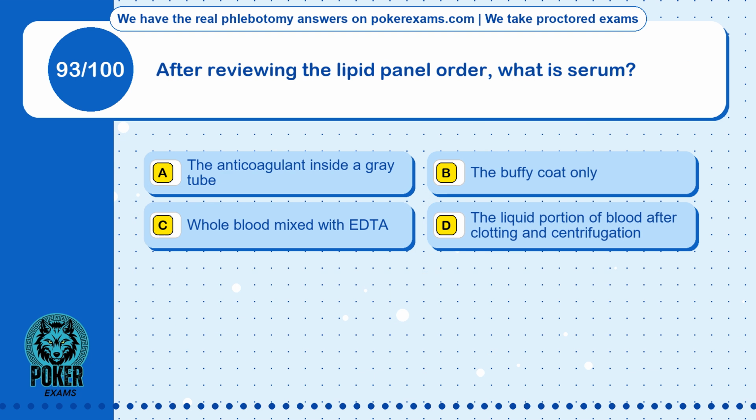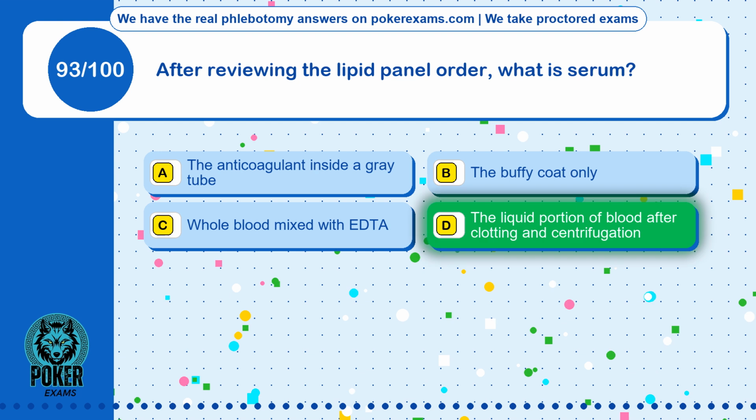Question 93. After reviewing the lipid panel order, what is serum? Option A. The anticoagulant inside a gray tube. Option B. The buffy coat only. Option C, whole blood mixed with EDTA. Option D. The liquid portion of blood after clotting and centrifugation.